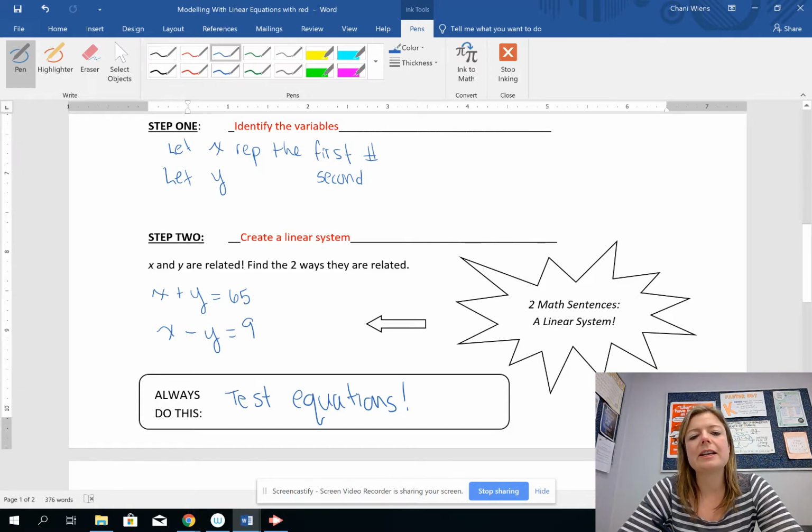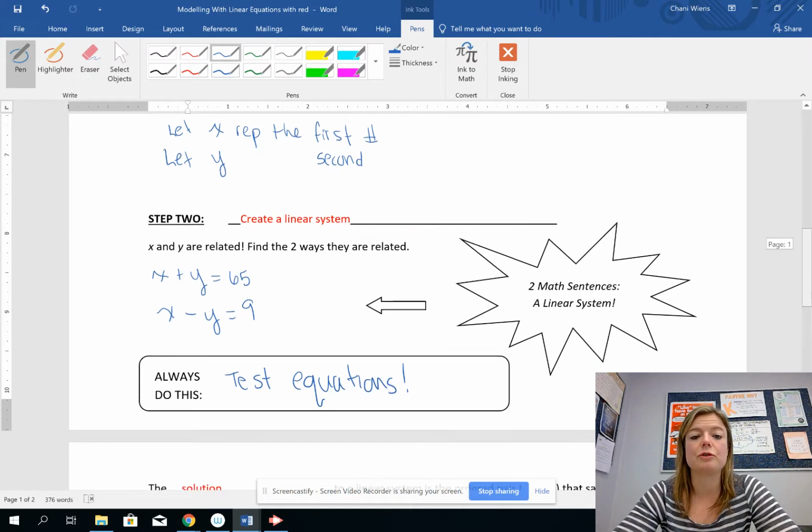Okay, so you're not finding the solution to both of these equations at the same time, because obviously that's what you're doing when you solve. You're just looking at them each separately to test, does my equation make sense? Does it actually do what it's supposed to do?